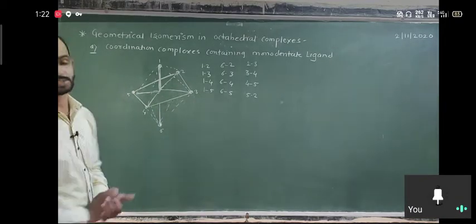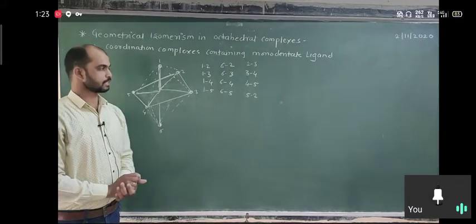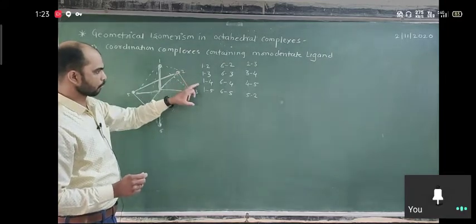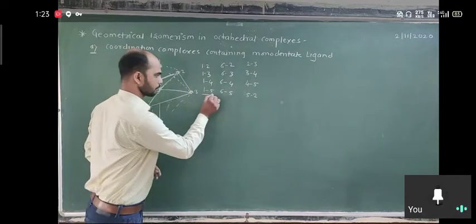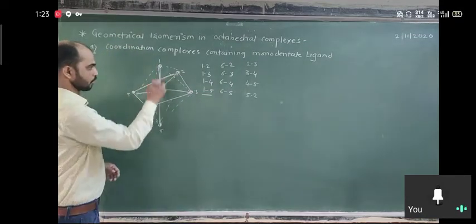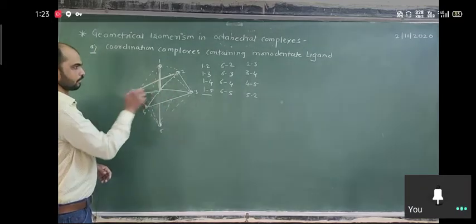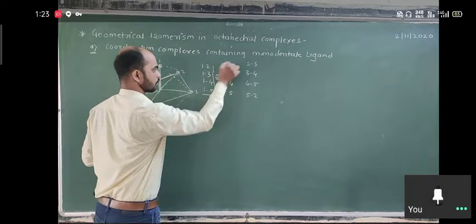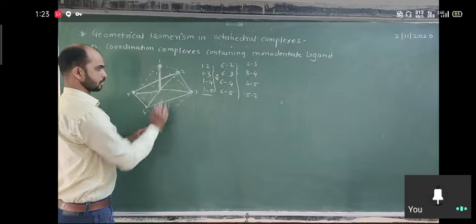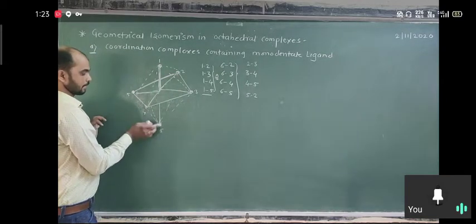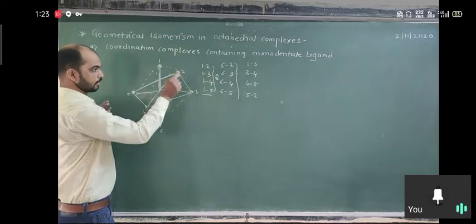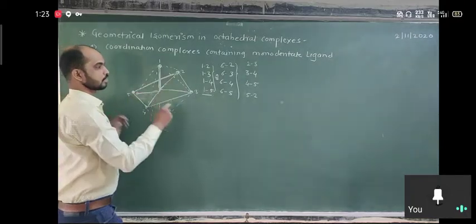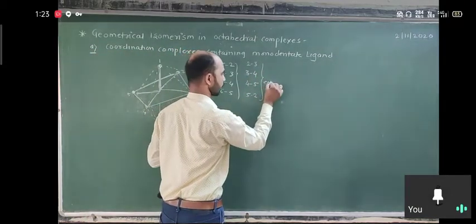There are possible positions. If two similar ligands attach at one of the positions here, then 1,2, 1,3, 1,4 and 1,5 are equivalent with each other, because all are the same. 1,2, 1,3, 1,4, 1,5 is equivalent to these three positions: 6,3, 6,2, 6,4, 6,5. And here 2,3, 3,4, 4,5 and 5,6 are equivalent to each other.